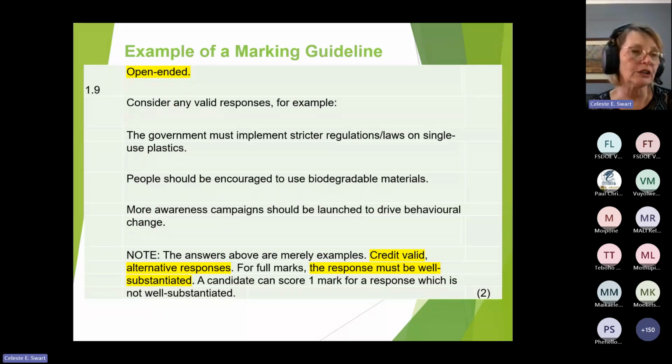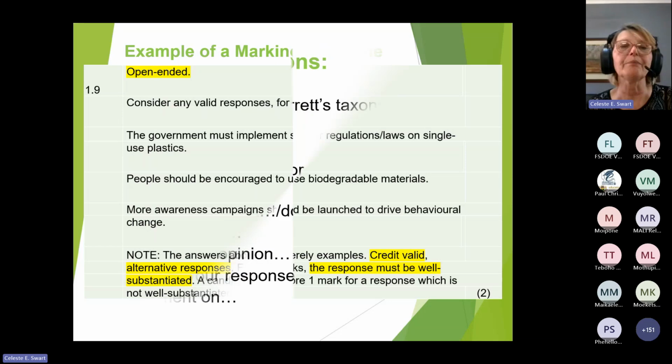To get full marks, you are going to have to make sure that your response is well substantiated. In other words, you're going to have to make sure that you explain everything clearly so that, remember, the marker knows nothing. You have to make sure they know and understand. So you can score 1 mark if it's not very well explained, or you can get full marks, which could be 2 or 3 marks here.